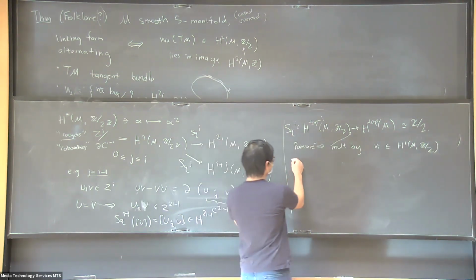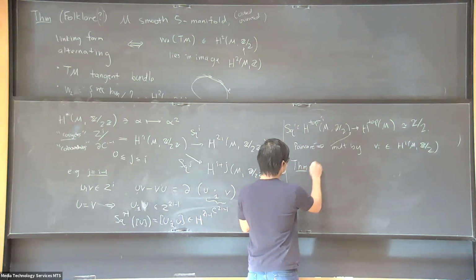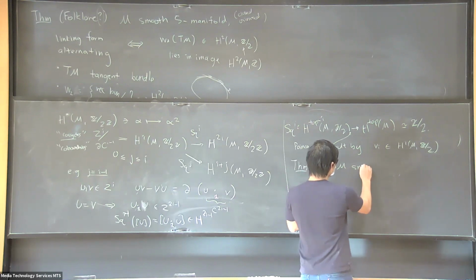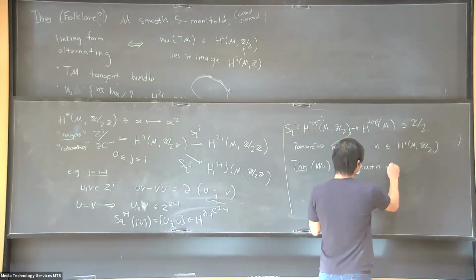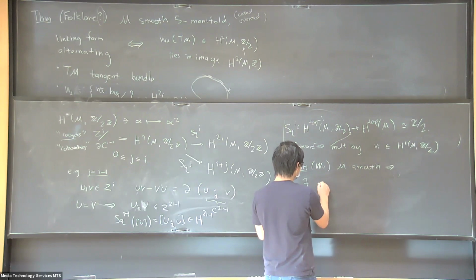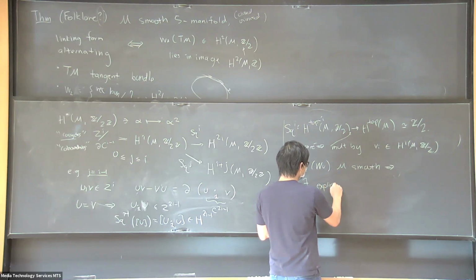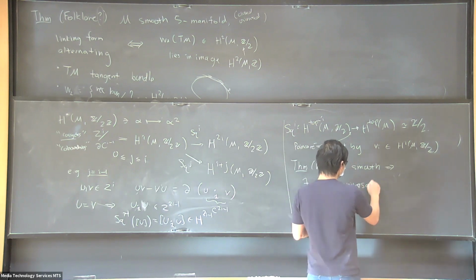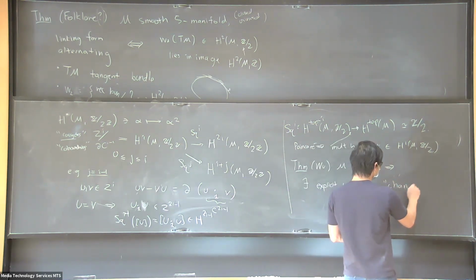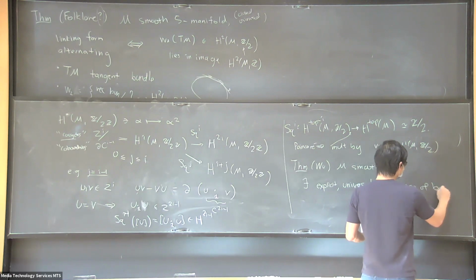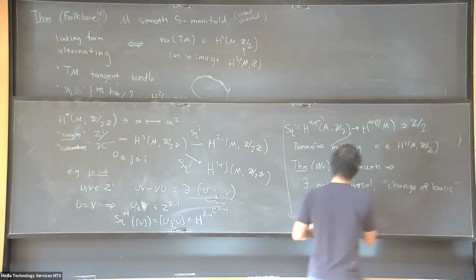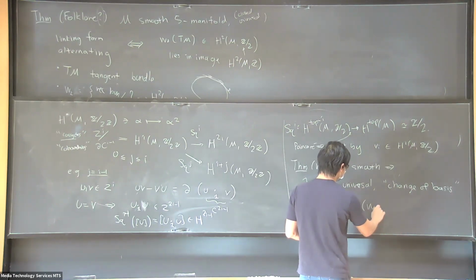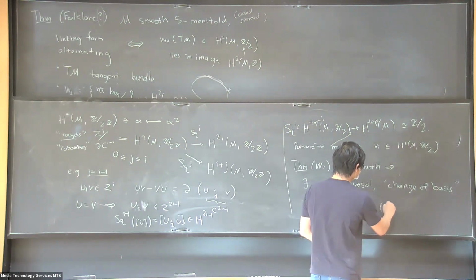And the theorem of Wu is that if M is smooth, then there exists a kind of explicit universal tangent basis matrix taking these classes v_i to the w_i's of the tangent bundle.